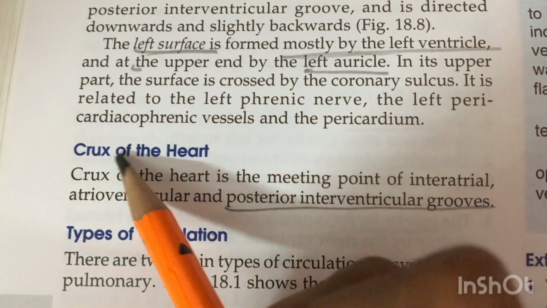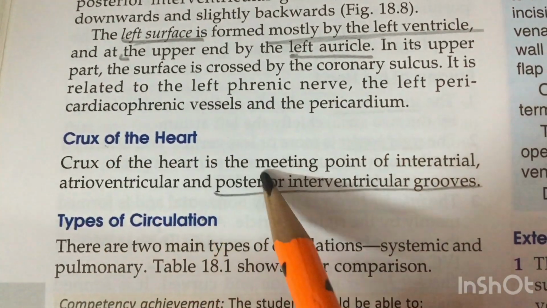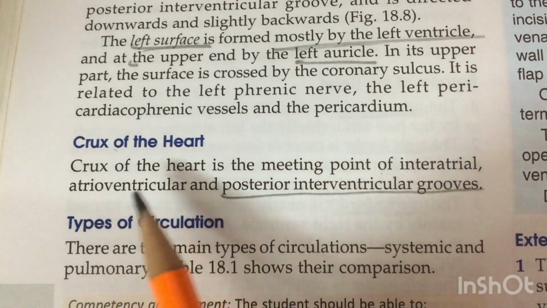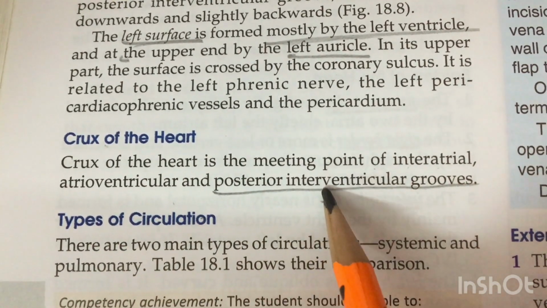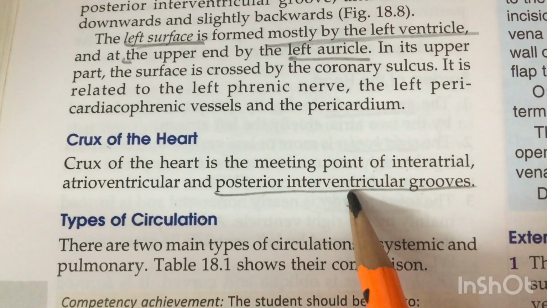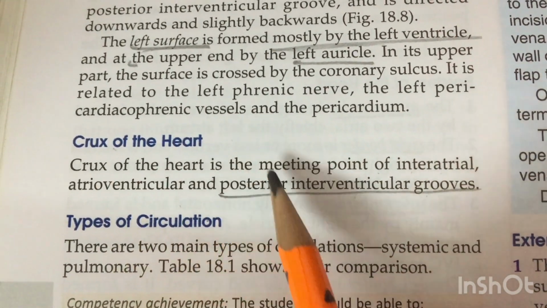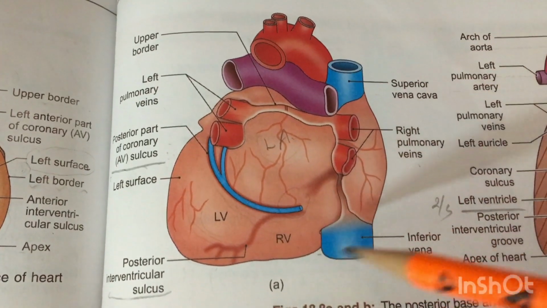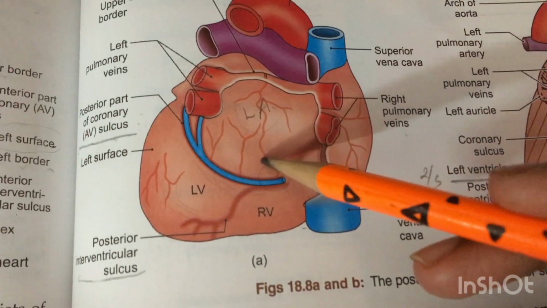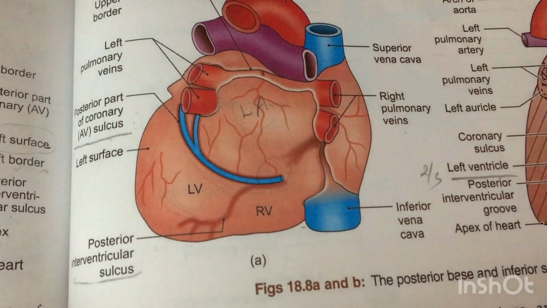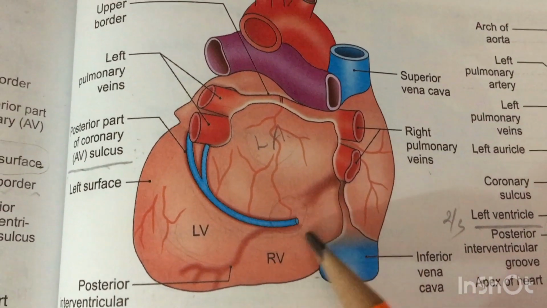So next, the crux of the heart. The crux of the heart is the meeting point of the interatrial, atrioventricular and posterior interventricular grooves. We have already learned about these three grooves. So the crux of the heart is the meeting point of these three grooves. This is the posterior surface of the heart. Around this point these three grooves meet and form the crux of the heart.